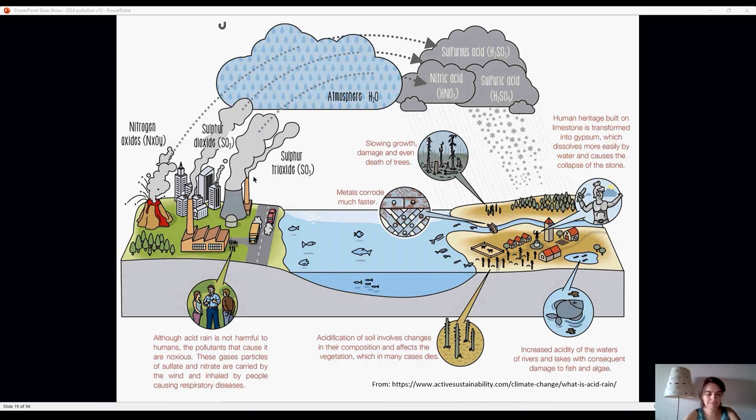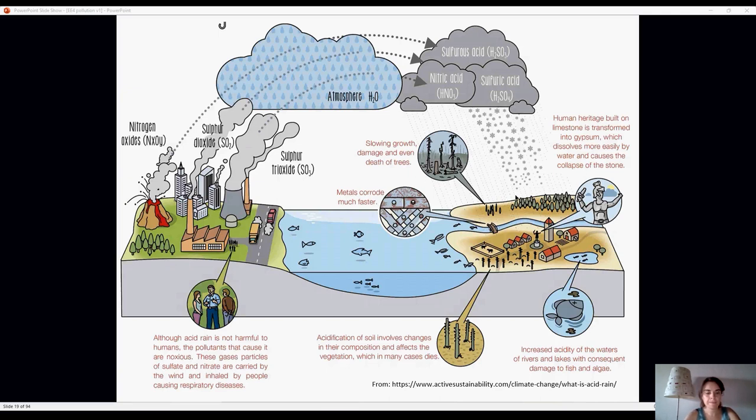Well, okay, so you've got these things dissolving in the water droplets. So you get clouds of sulfuric acid, clouds of nitric acid, clouds of sulfurous acid. And this could be rain, or it could be snow, acid snow. Doesn't sound so great. Of course, it kills trees.